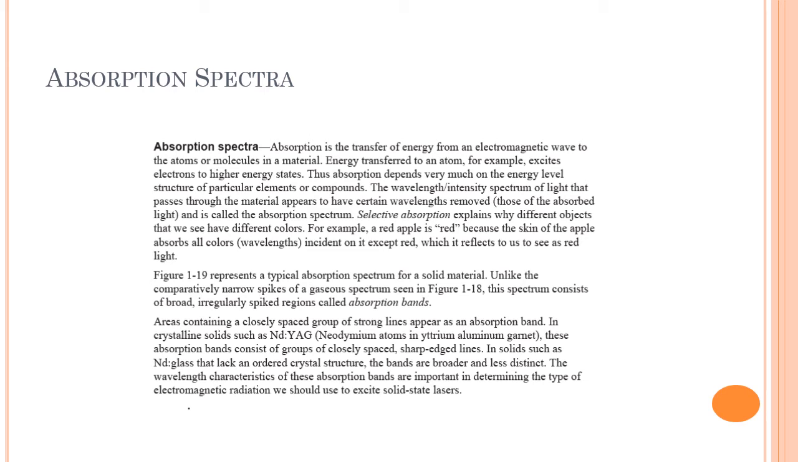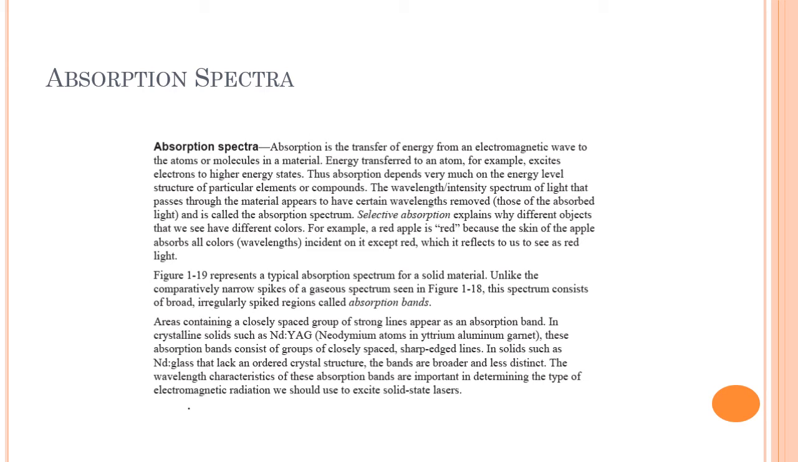Figure 1.19 in our textbook represents the typical absorption spectrum for a solid material. Unlike the comparatively narrow spikes of a gaseous spectrum seen in the previous figure 1.18, the spectrum consists of broad, irregularly spiked regions called absorption bands. Areas containing a closely spaced group of strong lines appear as an absorption band in crystalline solids, such as Nd:YAG, which stands for neodymium atoms in yttrium aluminum garnet.